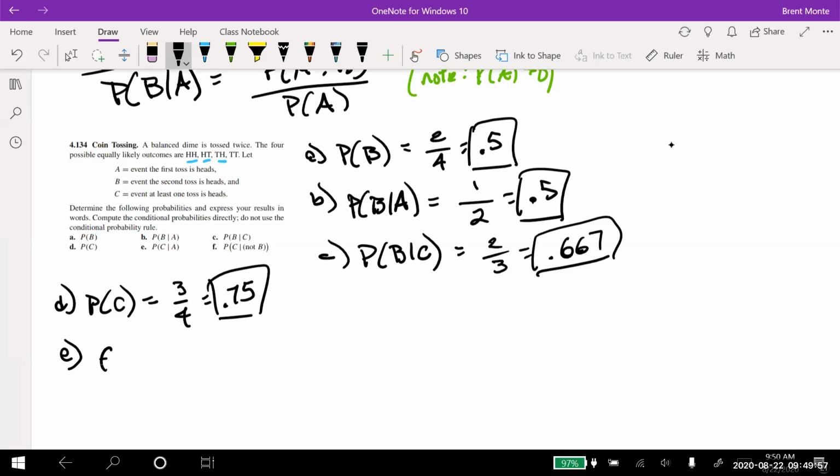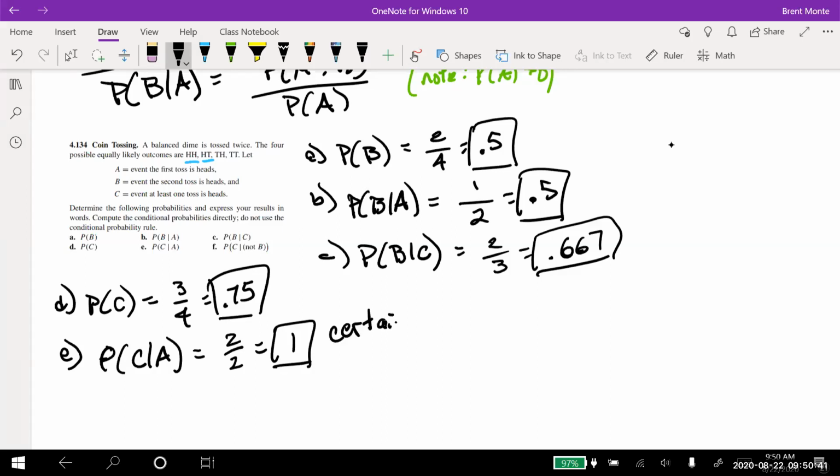E says, well, what's the probability of C if we know A happened? All right, well, that's going to change things a little bit. So if we know A happened, we know the first toss was a heads, so it's either this one or this one. And if we say, well, what's the probability that there's at least one heads? Notice, out of those two, both of them have at least one heads. So it's 2 out of 2, which is 1, which remember that makes it a certain event.